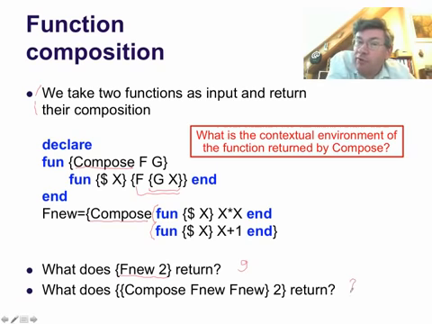I'm going to let you figure out that answer. And a final little question, what is the contextual environment of the function returned by compose? Well, clearly this function here, returned by compose, has two identifiers that are used inside and defined outside. So the contextual environment contains f and g.